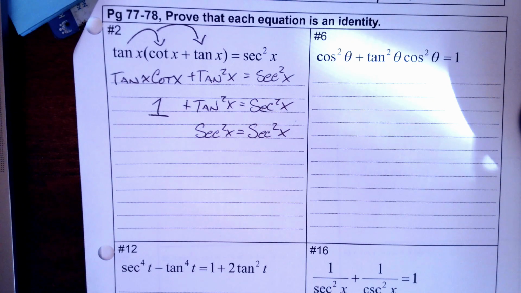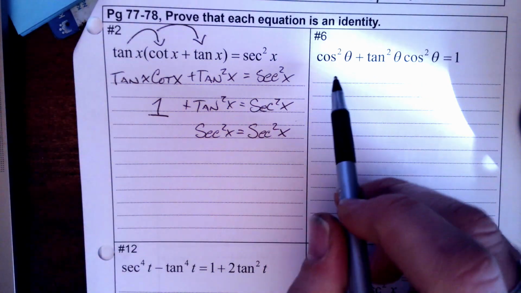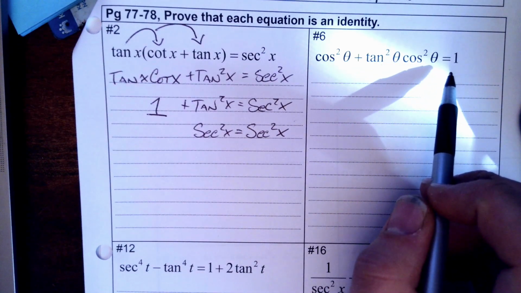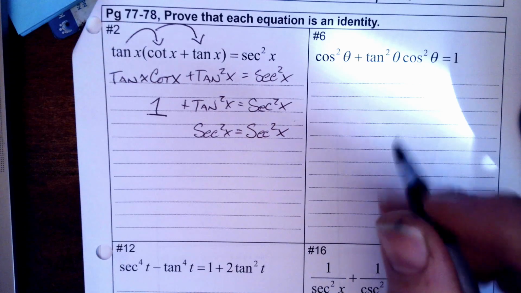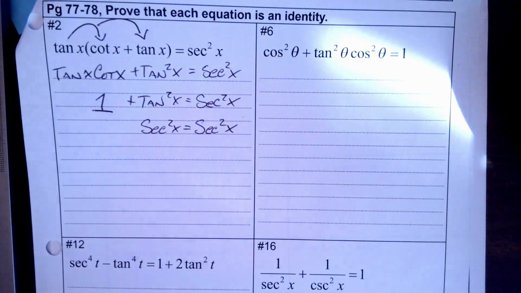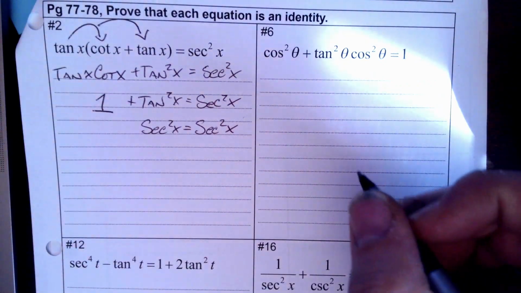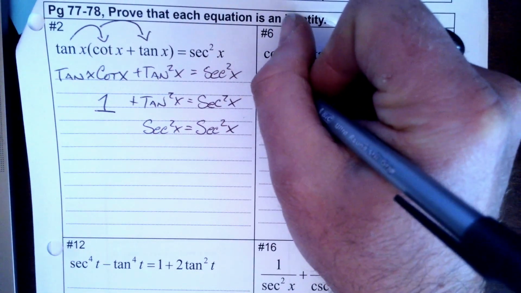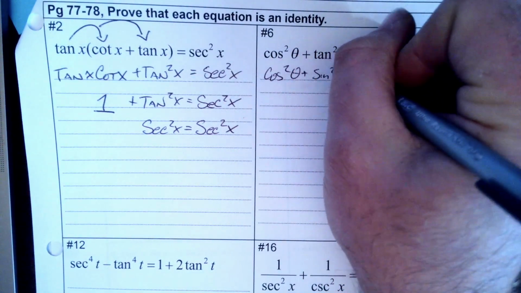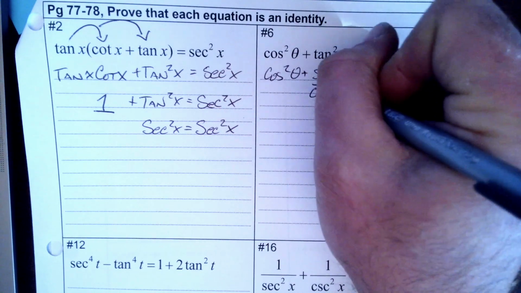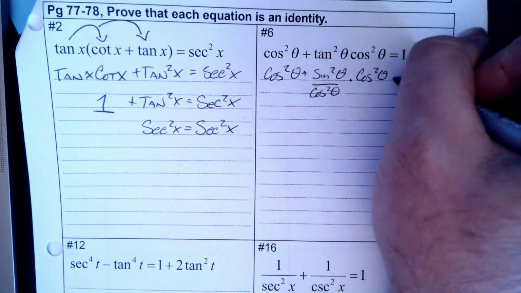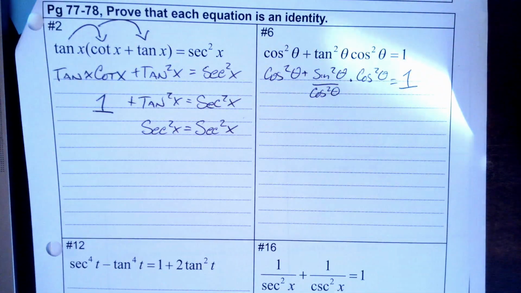If we look at number 6 next, we have the cosine squared of theta plus the tangent squared of theta times the cosine squared of theta equals 1. So one of the ways that we can oftentimes start problems like this is we can just turn everything into terms of sine and cosine if we want to. So we have the cosine squared of theta plus the sine squared of theta over the cosine squared of theta times the cosine squared of theta. And now that will equal 1.